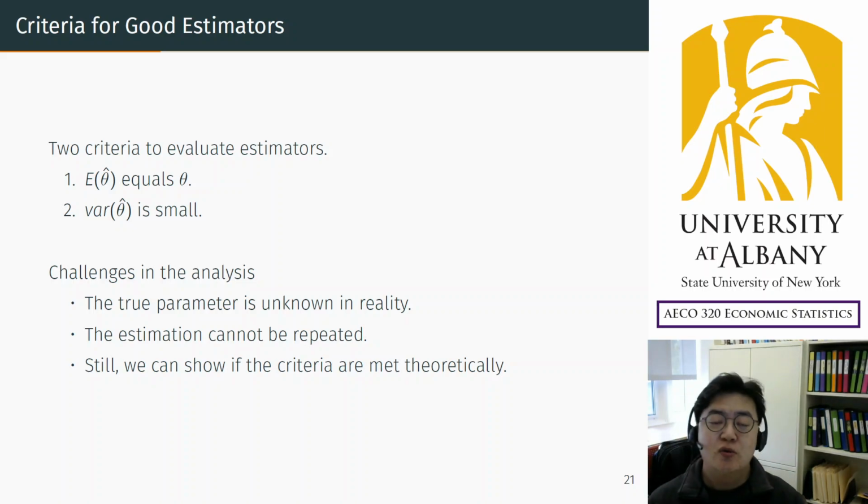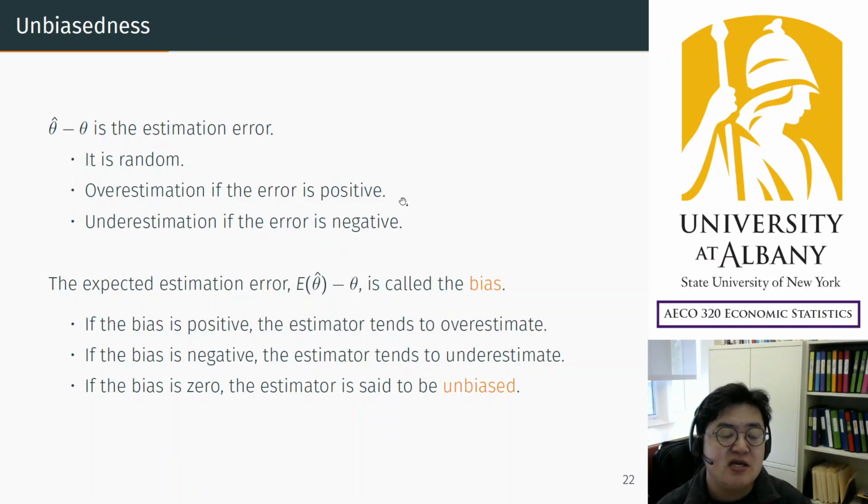In the previous video, we learned two basic criteria to evaluate estimators. To decide whether an estimator is good, we are going to think about these two criteria. Okay, so then I'm going to study each of them. First, we are talking about unbiasedness. We will learn about the unbiasedness criterion.